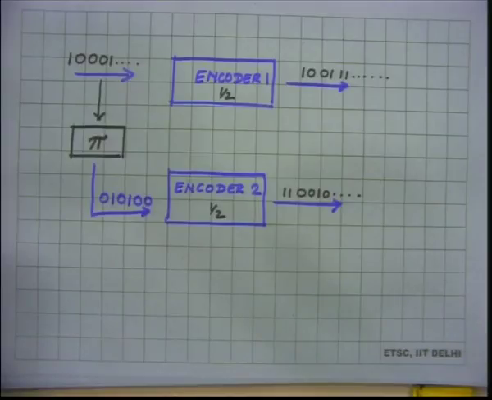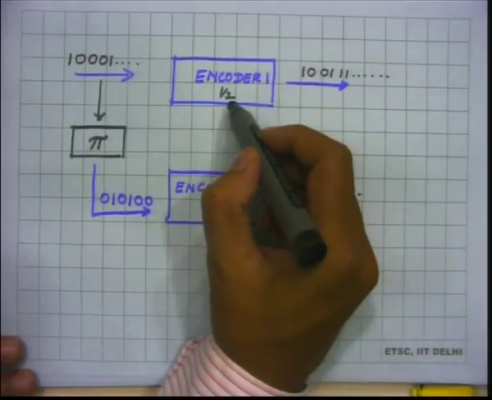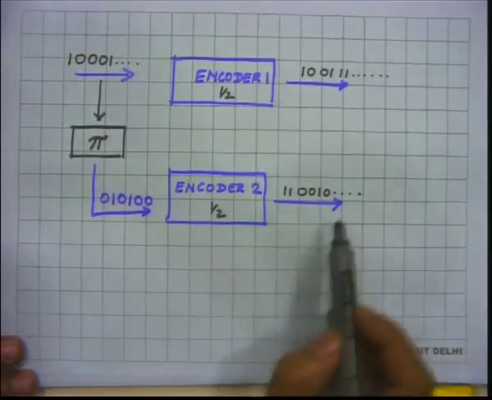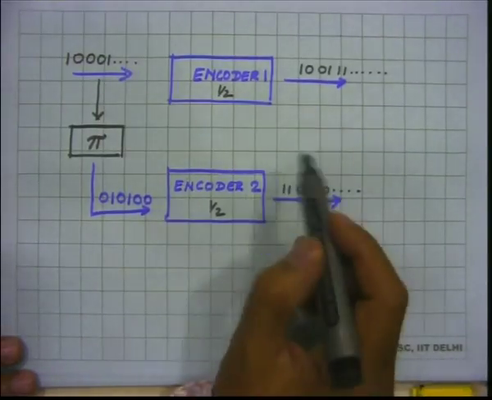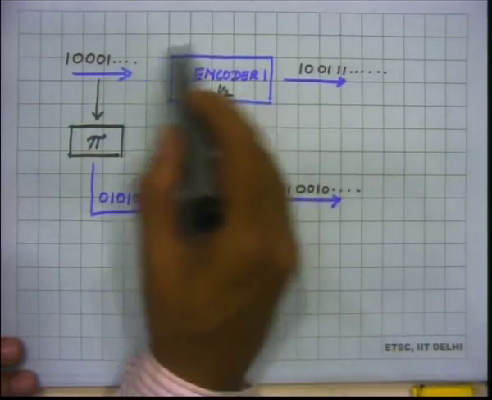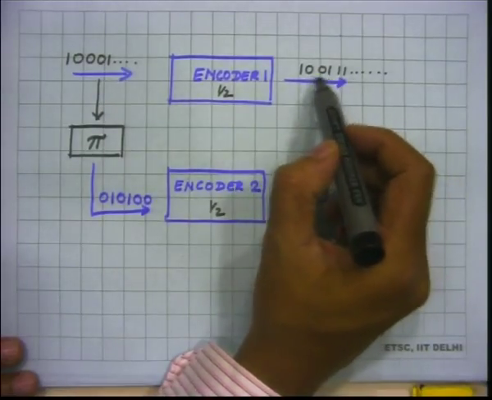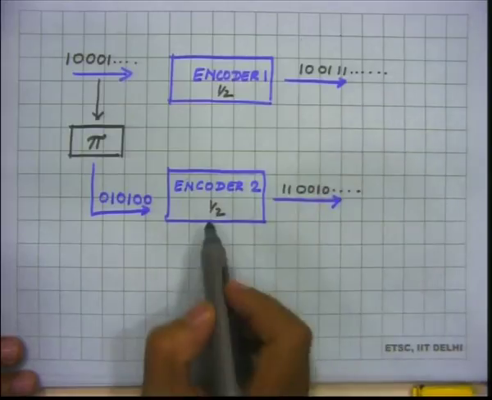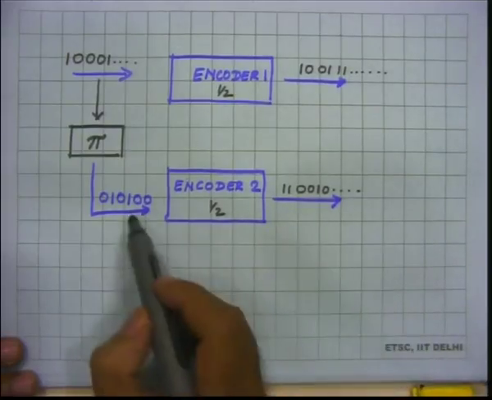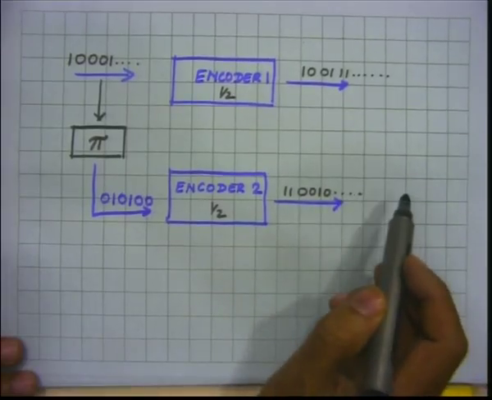But what has resulted in this one? The output, if this was rate 1 by 2, for every 1 bit that comes in, 2 bits go out. Similarly, 1 bit comes in, 2 bits go out. So, the output here is a path in the trellis, because this is a convolutional encoder. Now, this path in the trellis will have some weight. Now, clearly this encoder with a different input has another path in the trellis, because the input bit stream decides which path in the trellis you take, and therefore, the output is a different bit stream.